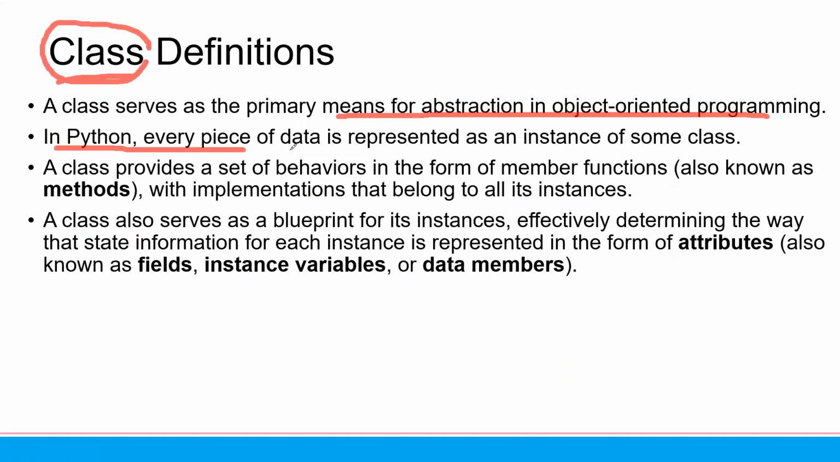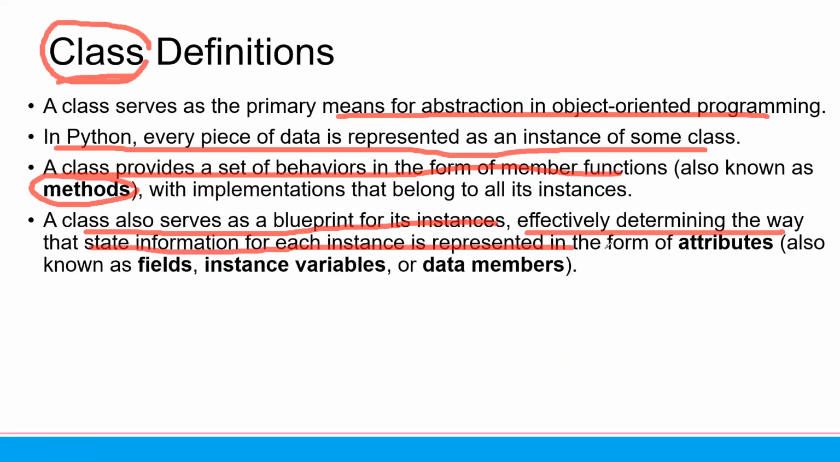In Python, every piece of data is represented as an instance of some class. A class provides a set of behaviors in the form of member functions. For now, we use only one method. A class also serves as a blueprint for its instances, effectively determining the way that state information for its instances is represented in the form of attributes.